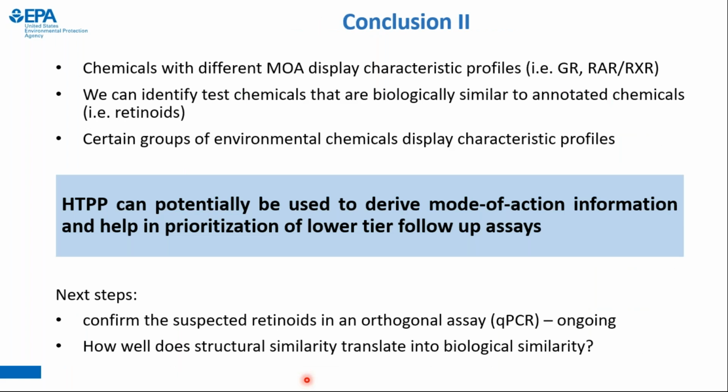So to conclude the second part, chemicals with different modes of action display characteristic profiles. We've seen that, for example, for the glucocorticoids and the retinoids. We can identify test chemicals that are biologically similar to annotated chemicals. We've shown that with the retinoids. And we've also seen that certain groups of environmental chemicals display characteristic profiles. So overall, we can conclude that HTPP can potentially be used to derive mode of action information and help in prioritization of lower tier follow-up assays.